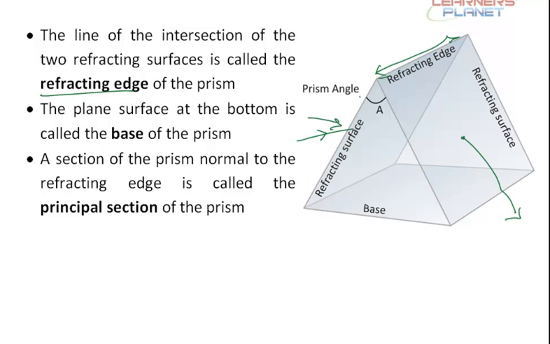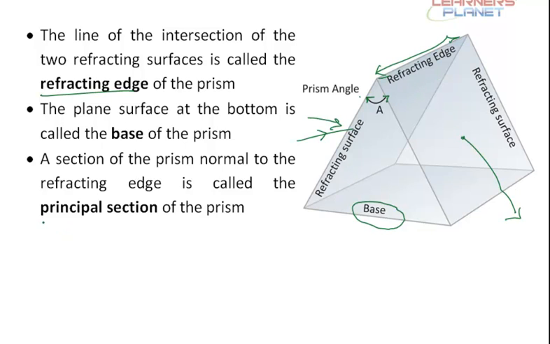Okay, now the other surface which is not taking part in refraction is known as the base of the prism, and the angle between the two refracting surfaces is known as the angle of the prism.